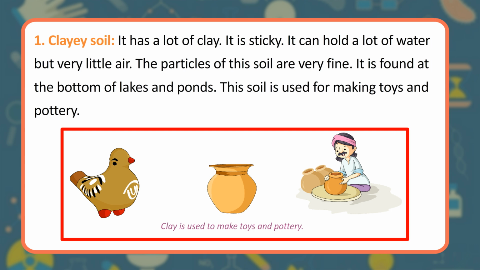1. Clayey soil. It has a lot of clay. It is sticky. It can hold a lot of water but very little air. The particles of this soil are very fine. It is found at the bottom of lakes and ponds. This soil is used for making toys and pottery.